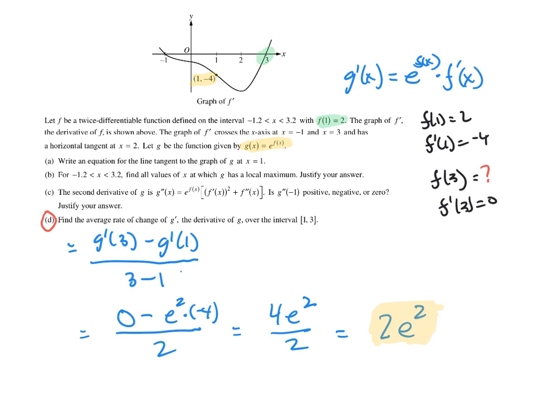Just once again to show you what I did here. Each time I do g prime of x, I have to plug in e to the f of x times f prime of x. So e to the f of 1 would be e squared times f prime of 1, which is -4. That's how I got this part right here. The real issue was I don't know what f of 3 is. That's some weird question mark. But I do know that f prime of 3 is 0. So that's going to be e to the question mark times 0, which is just 0. And that saves me. And from there, it's just a matter of simplifying, which we did. We get 2e squared. And we're done with this free response problem.